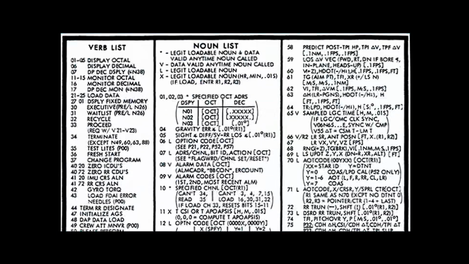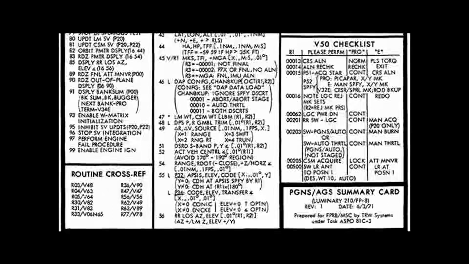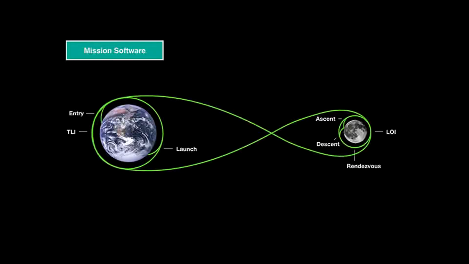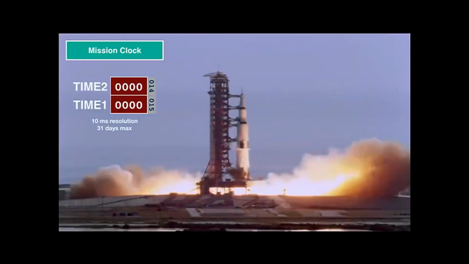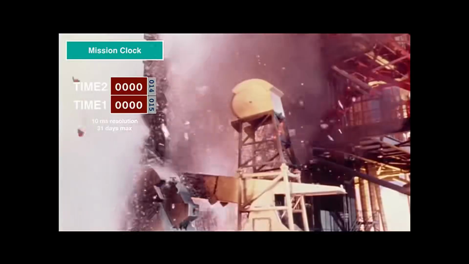The astronauts have a complete reference of all verbs and nouns on paper, as well as cue cards with the most important information. Let's now go through each of the phases of the mission, starting with the liftoff. So, we are on our way. The Apollo guidance computer is in passive monitoring mode.